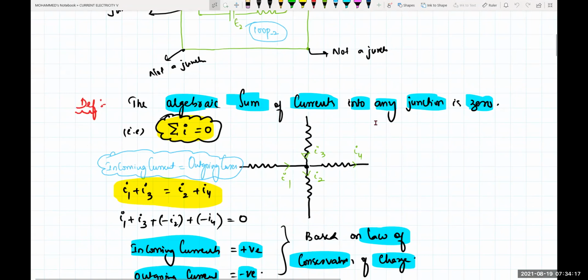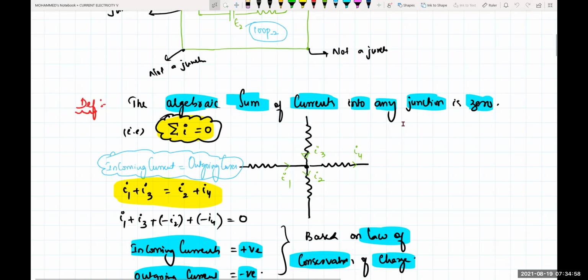Like in our bus station. If your bus station has a capacity of accommodating 100 buses at a time, and I need to accommodate 101 buses, I need to make one bus come out, or not? Isn't it? Yes, sir. If it has a capacity of 100 buses, all the buses are occupied. If I need to accommodate 101 or 102 buses, I need to remove whatever is already there. If 1 has gone, I can accommodate 101. If 2 have gone, I can accommodate 102. If 3 have gone, I can accommodate 103. So whatever is going out will be coming in. So here also it is the same. The algebraic sum of the current into any junction is always 0.